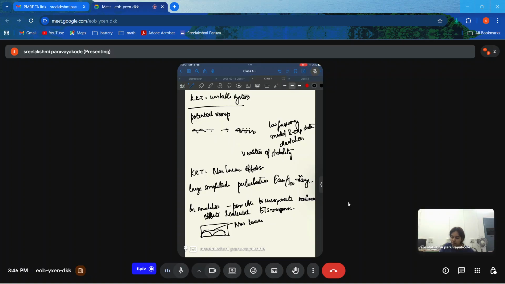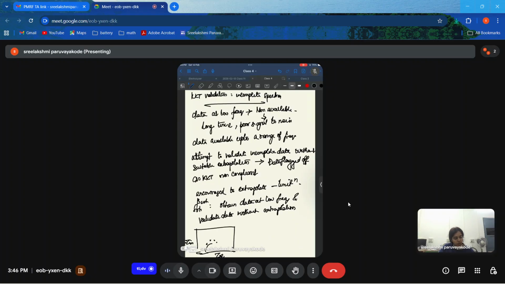And similarly in this case also, in the low and mid frequency, deviation is seen between the measured and experimental value. So from this we say that the system is nonlinear, so it is not KKT compliant. So these are the cases which we saw now, like when you can flag the system as KKT non-compliant.